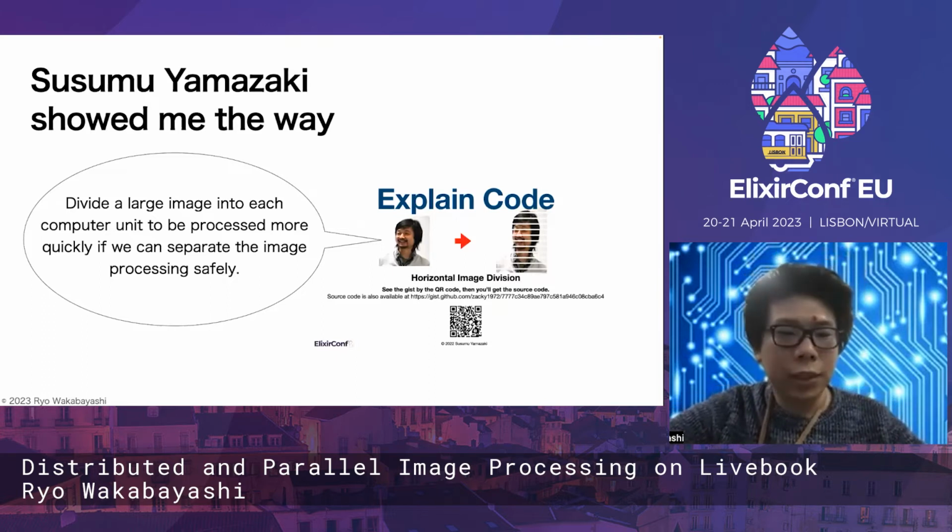He has shown that a large image can be processed more quickly and safely by dividing it. And Elixir makes it easy to write robust parallel image processing.